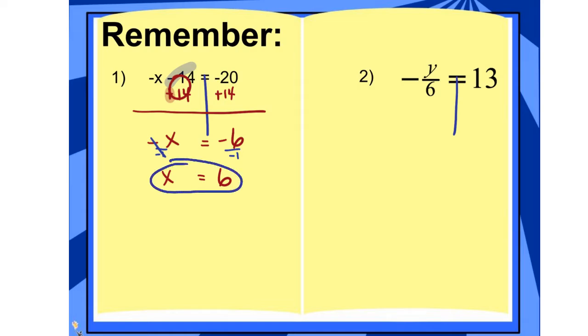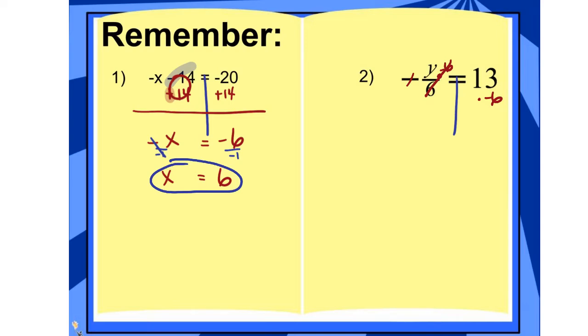For problem number 2, what you can do is you can actually do 2 steps at once. You can get rid of the dividing by 6 and the negative at the same time. You can do that by doing the opposite of dividing. Pause for just a minute and think, what's the opposite of dividing? Multiply. So we're going to multiply by negative 6 here. That means the 6's and the negatives cross off. Multiply by negative 6 here.